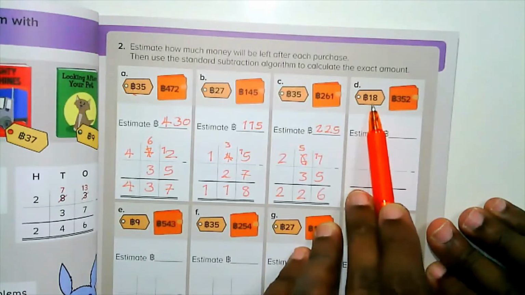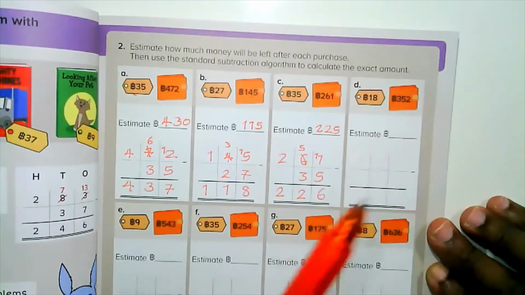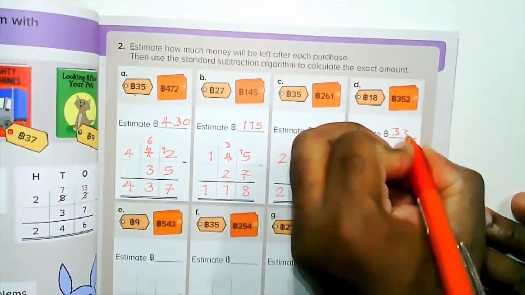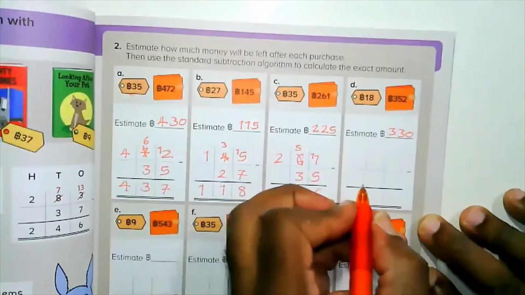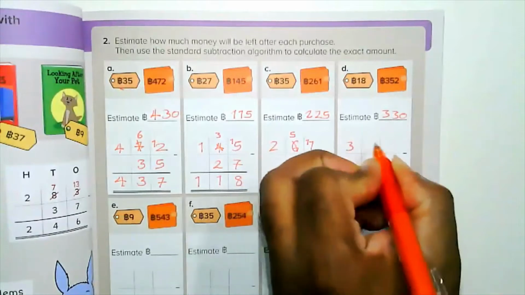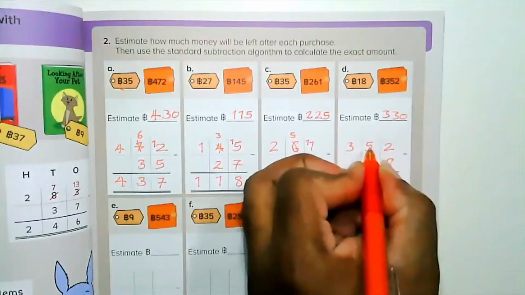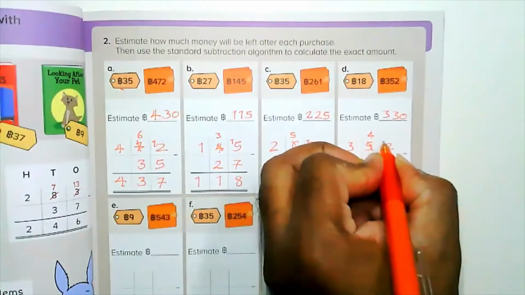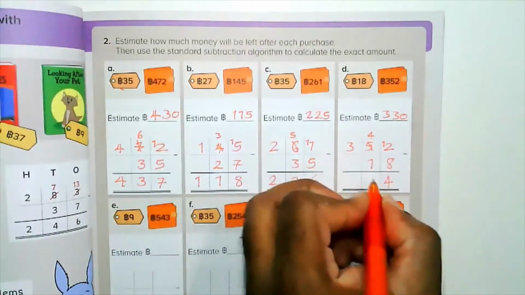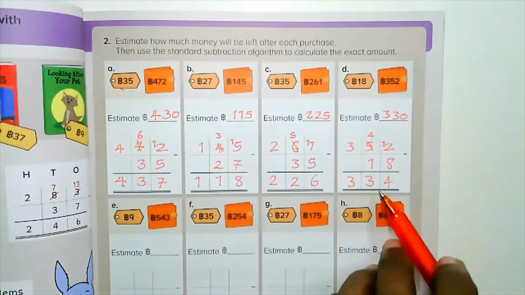Let's round this up to be 20. So minus 20, 352 minus 20 will be 330. Now let's see. Borrow 1 from here, remain 4. Bring the 1 here. 12 minus 8 will be 4. 4 minus 1 will be 3, and 3. So we're very close.